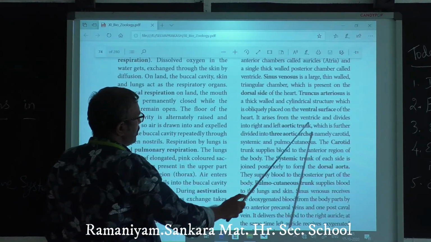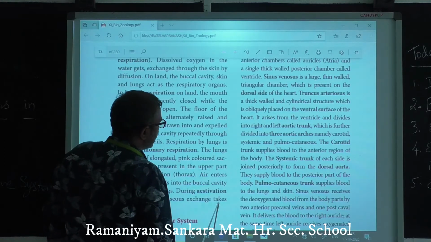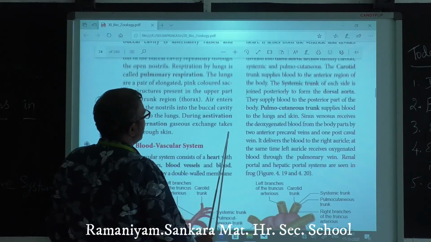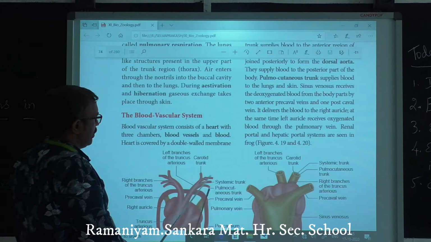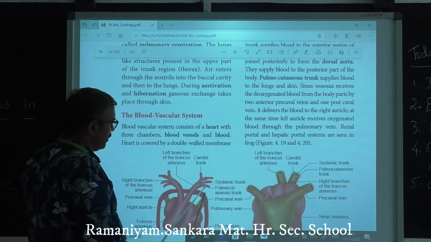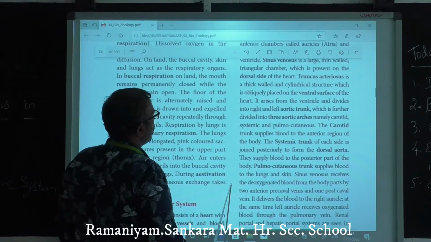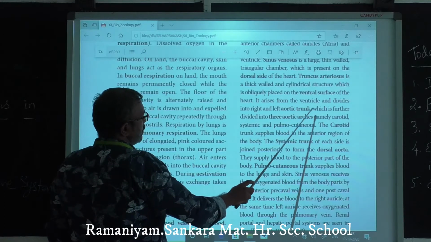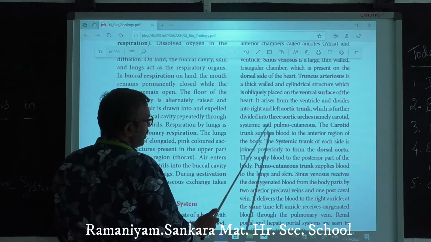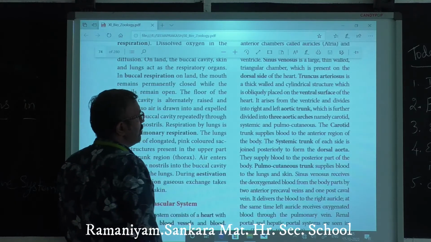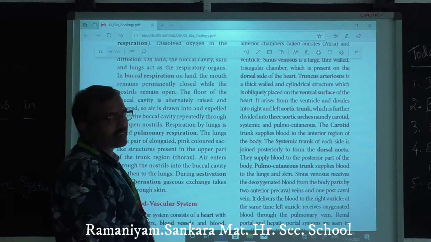On the ventral surface of the heart, the truncus arises from the ventricle and divides into right and left aortic trunks, which are further divided into 3 aortic arches, namely the carotid trunk, systemic trunk and pulmocutaneous trunk. So there are 3 types, 3 branches.